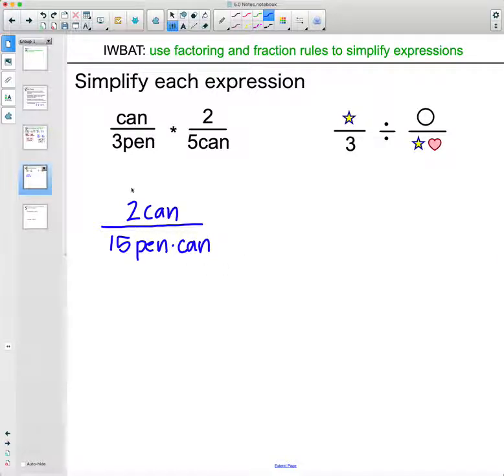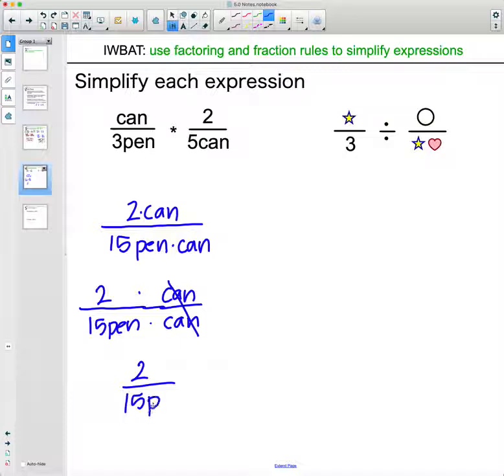That's it. Now if the 2 and the 15 could simplify, sure, you could do that. And now we can actually see that both the top and the bottom have a can factor in common. So you can kind of think of it like this. I'm going to pull that can off to the side, and then I also have this can. Because this is still multiplying, right? So this is just 2 times can, 15 pen times can. Well, what's anything divided by itself? 1. So this is gone. So you're down to 2 over 15 pen. That would be it.